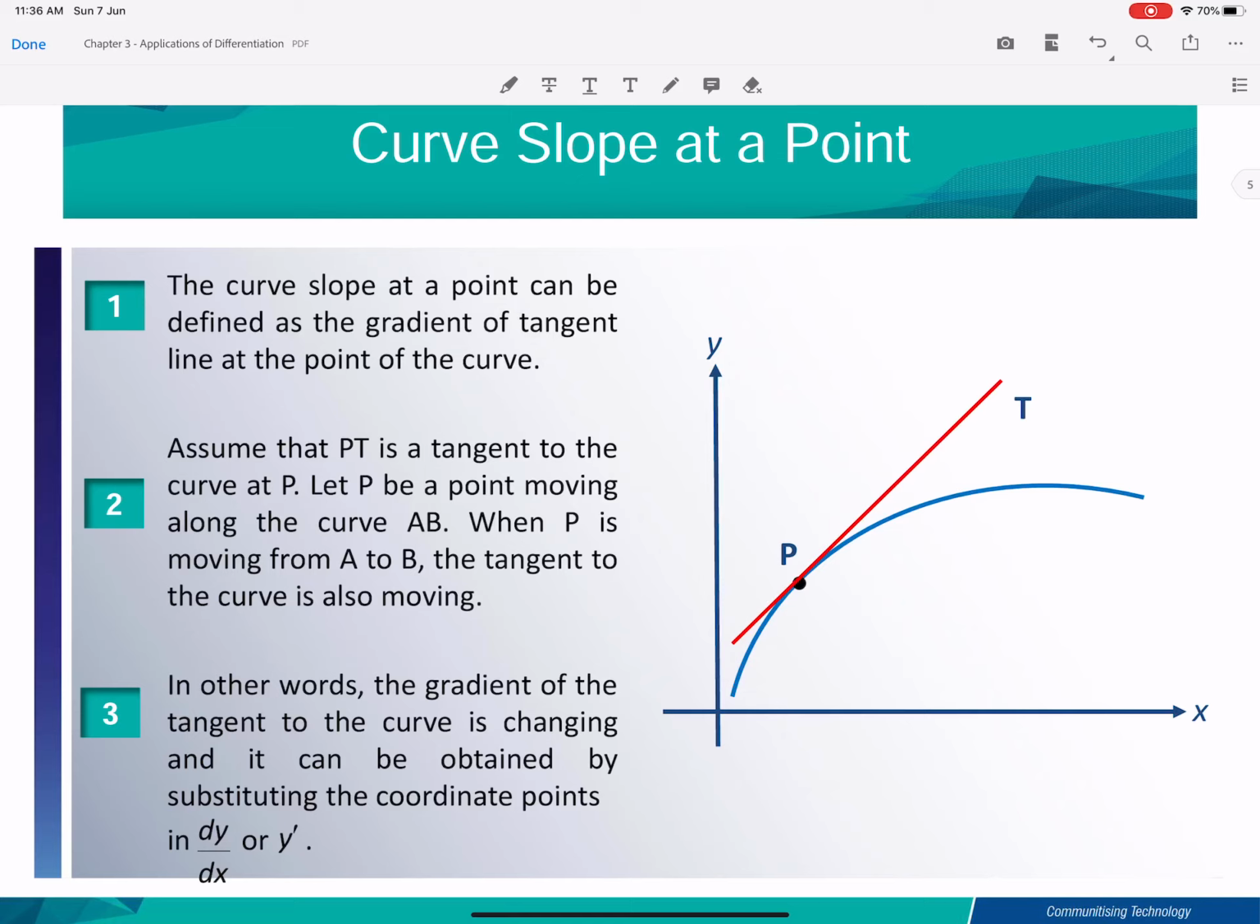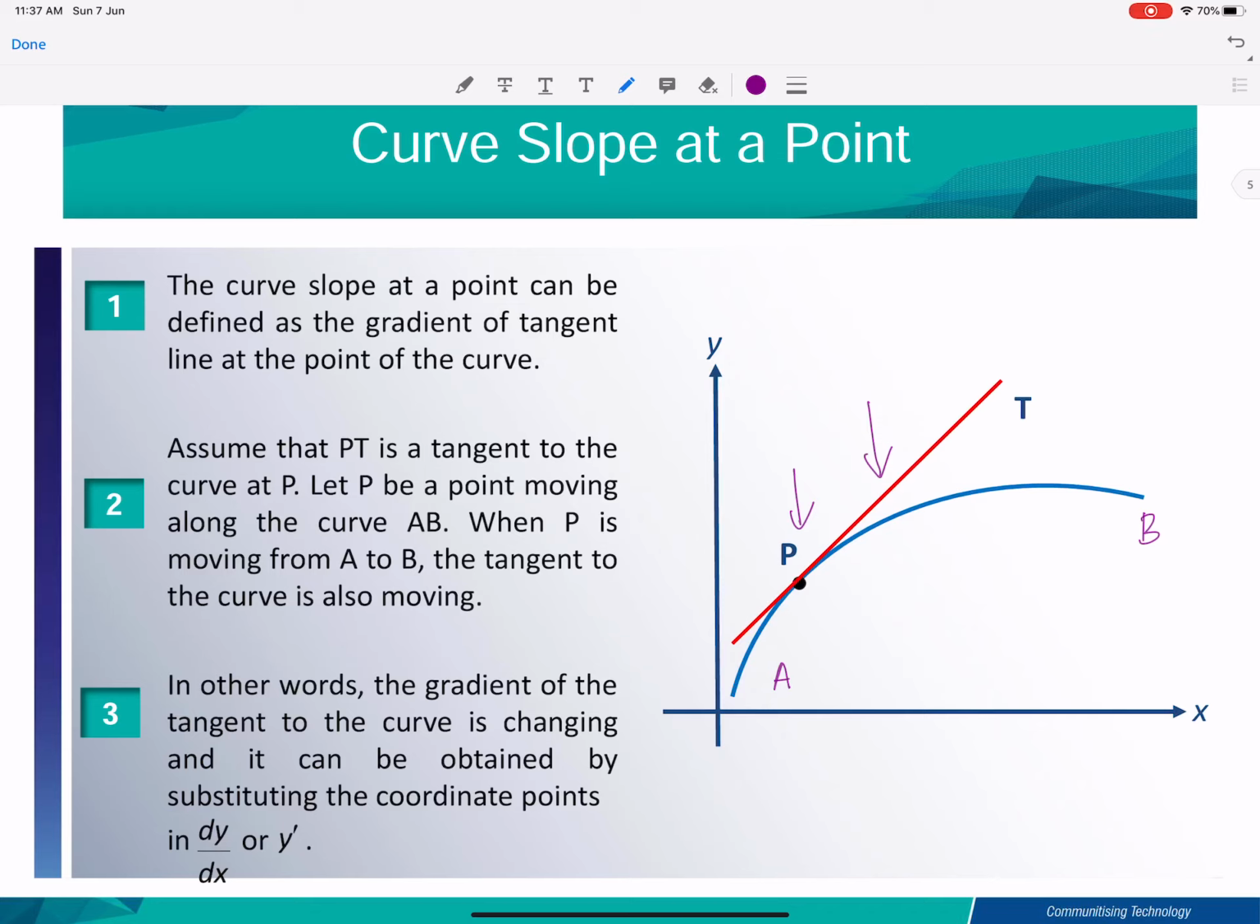The curve slope at a point can be defined as the gradient of the tangent line at the point of the curve. Assume that PT is a tangent to the curve at P, and let P be a moving point along the curve AB. When P is moving from A to B, the tangent to the curve is also moving.